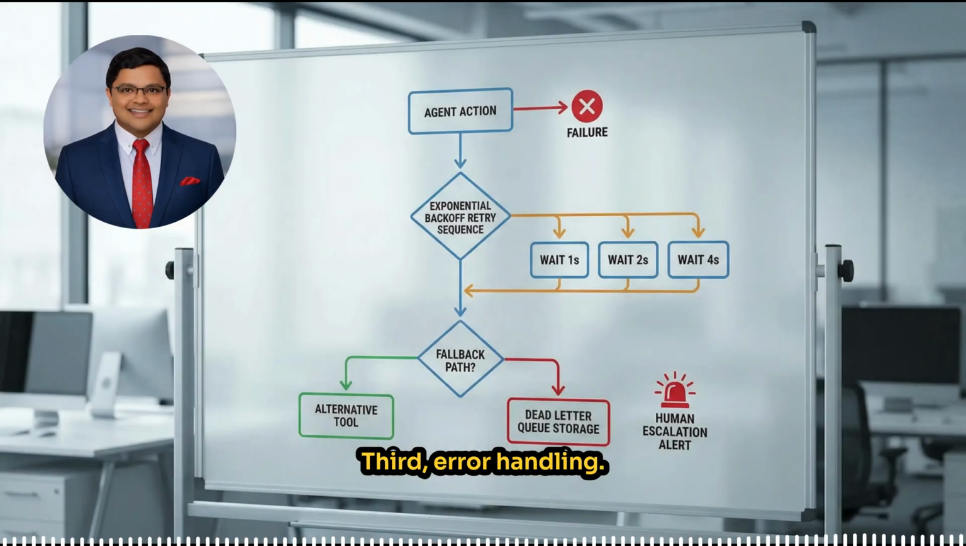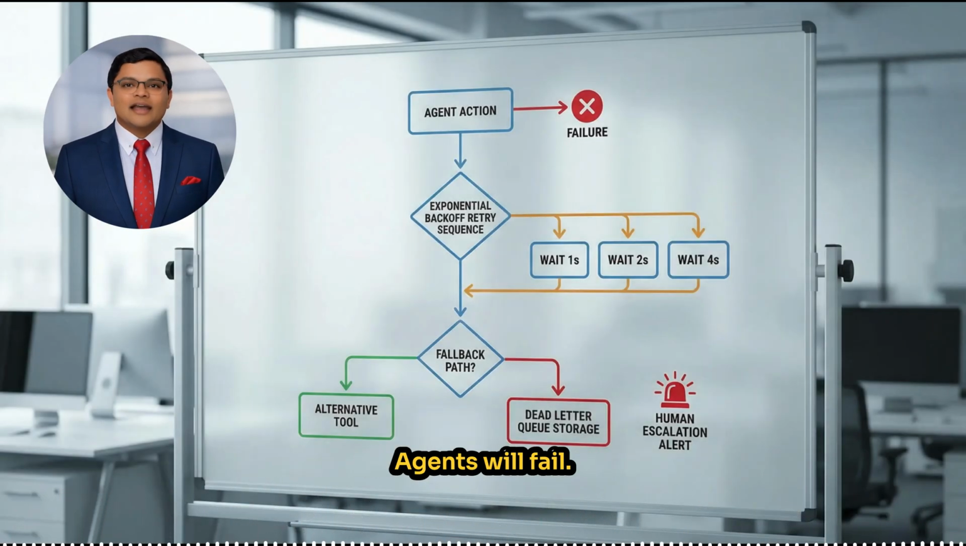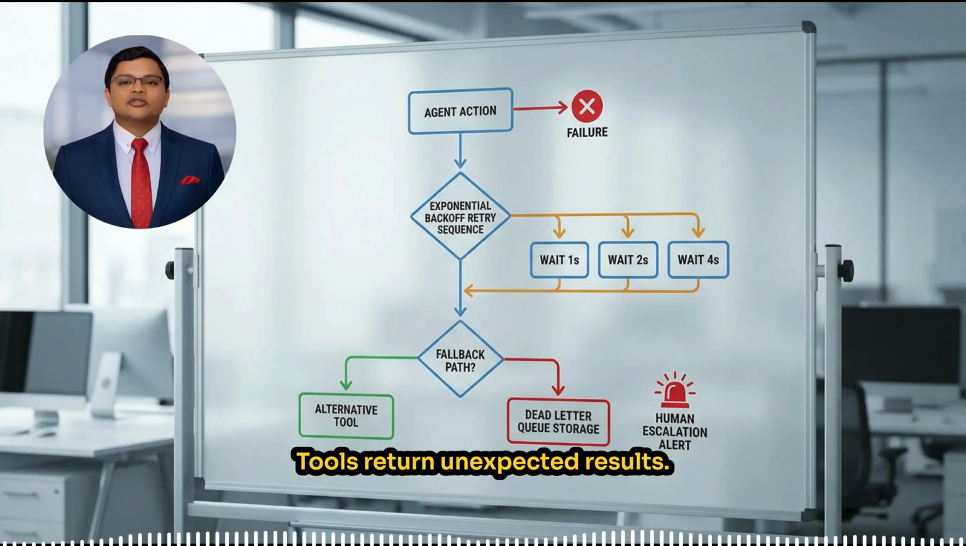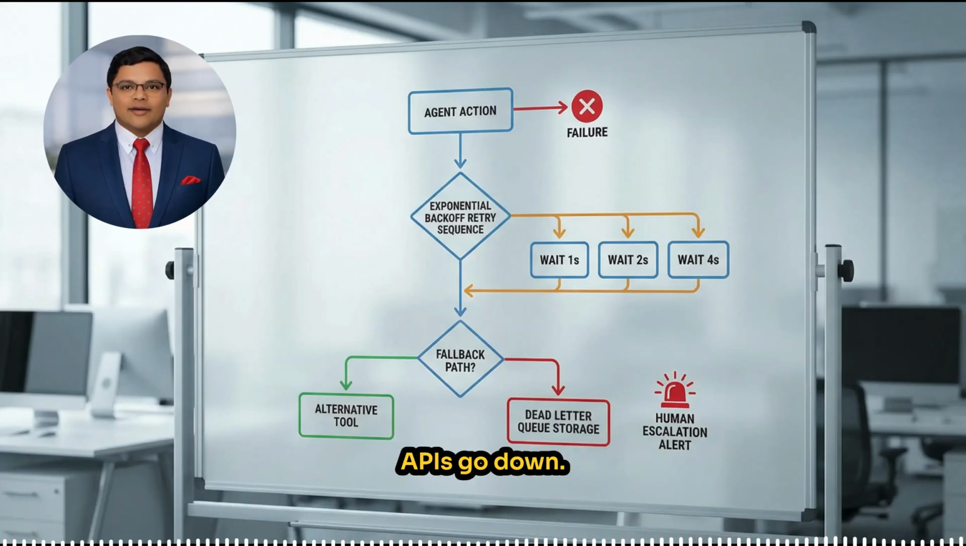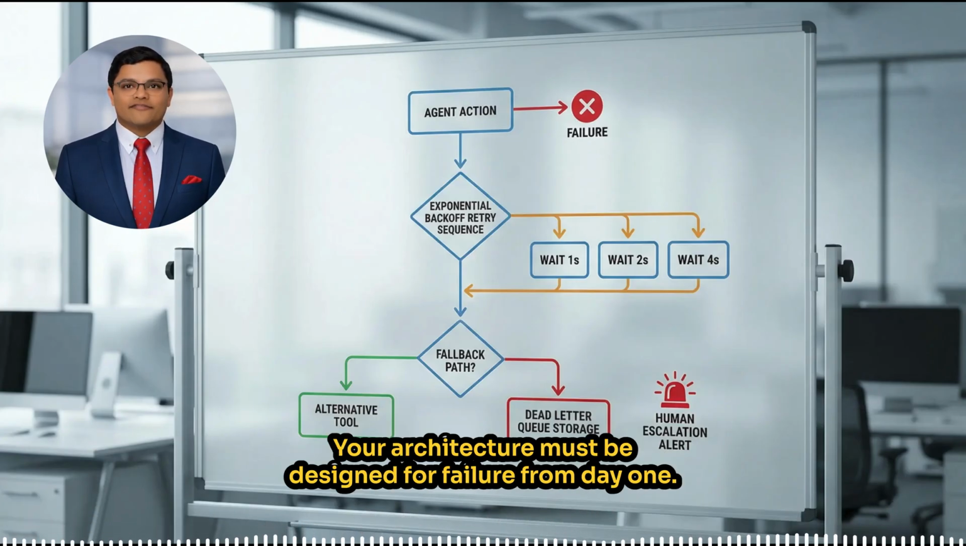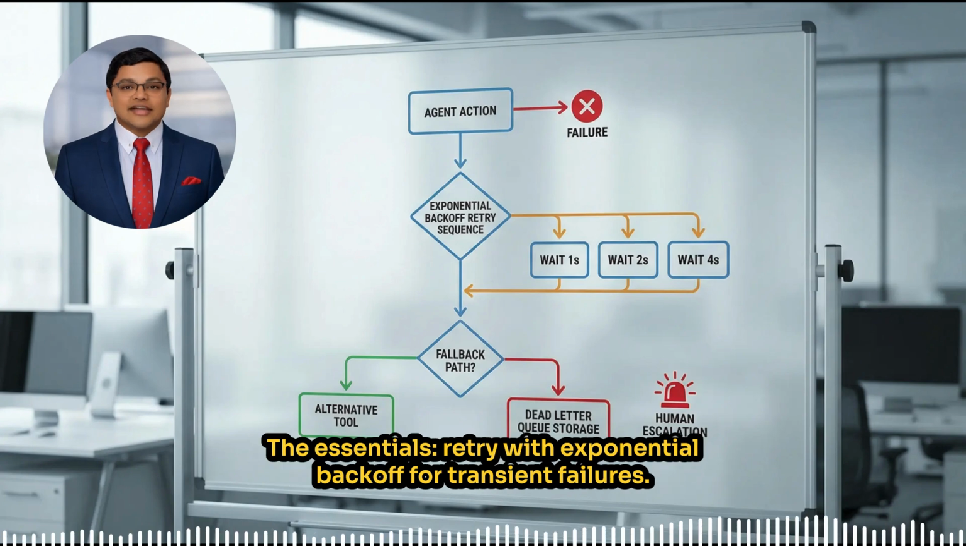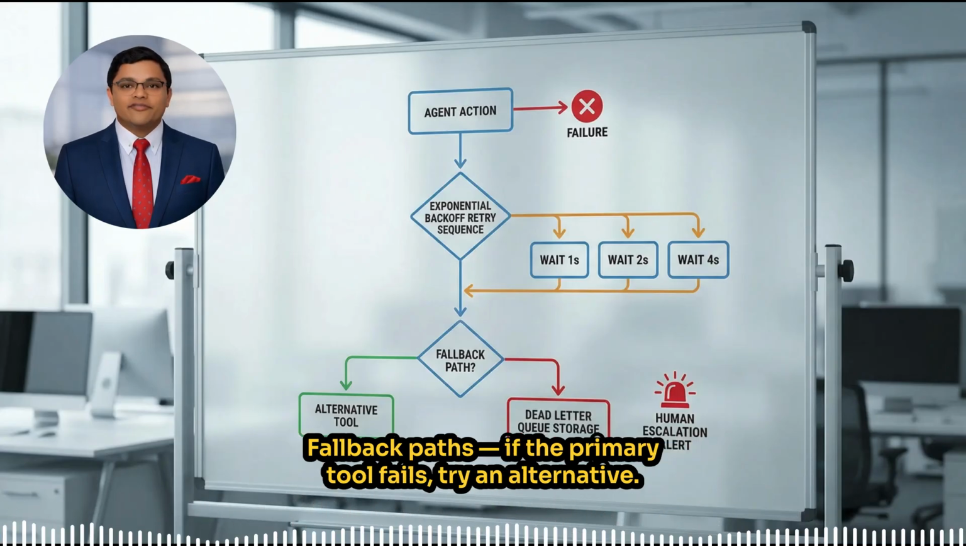Third, error handling. Agents will fail. LLM calls timeout. Tools return unexpected results. APIs go down. Your architecture must be designed for failure from day one. The essentials? Retry with exponential backoff for transient failures. Fallback paths. If the primary tool fails, try an alternative.